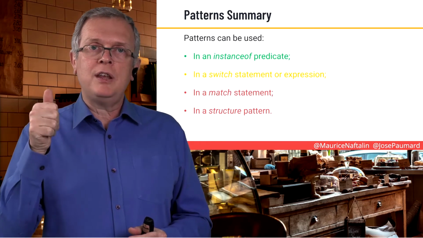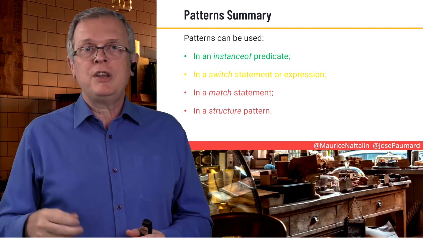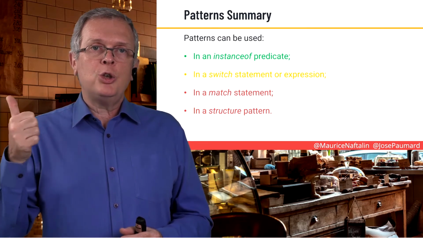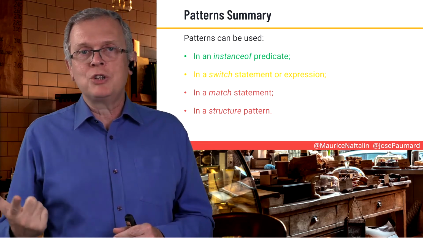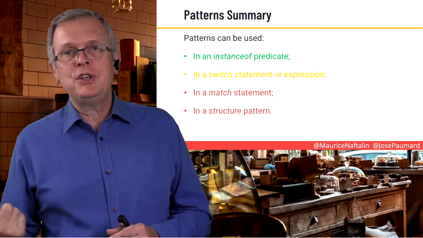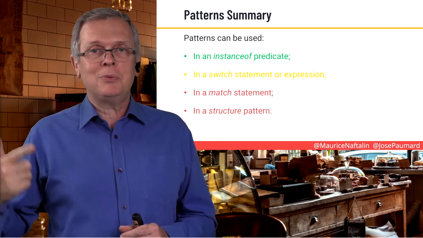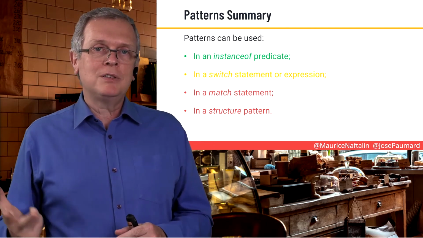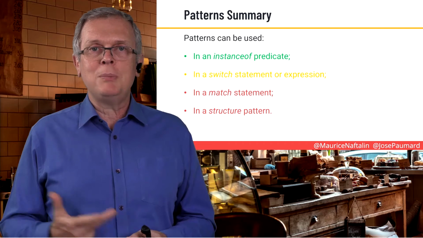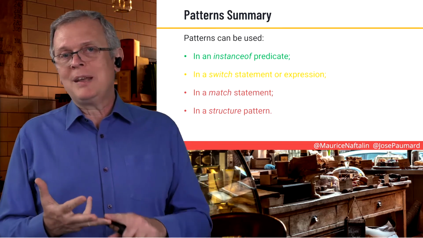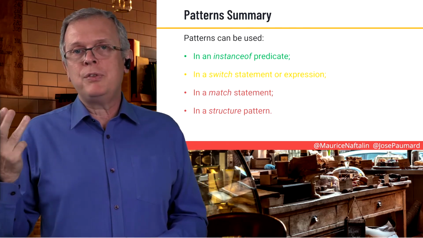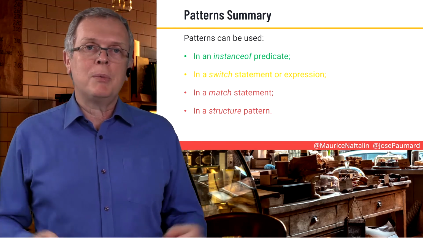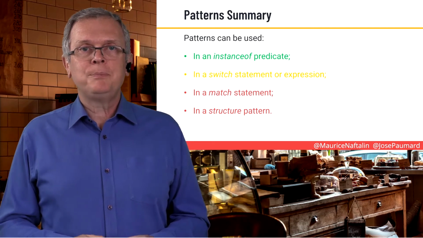We already have the instanceof place, which is a predicate, and this one is already available in the current JDK. You could have it in a switch statement or expression, and this should be a preview feature in JDK 17, so the next release of Java in September. It could be done in a match statement, and this is not done, this is new, maybe we'll have that in the future, or in a structure pattern to work with maps, with JSON objects, with literals, with lists, with arrays, and probably some other structures as well.